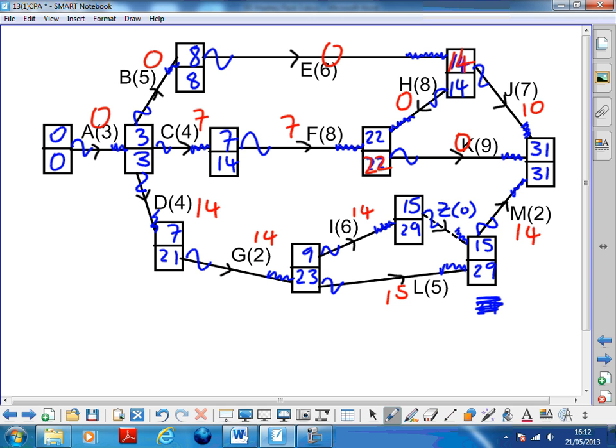I think I've done them all. So, critical path. A, B, E, H, K. That's all of the critical activities. So the critical path is A, B, E, H, K. And we're done.